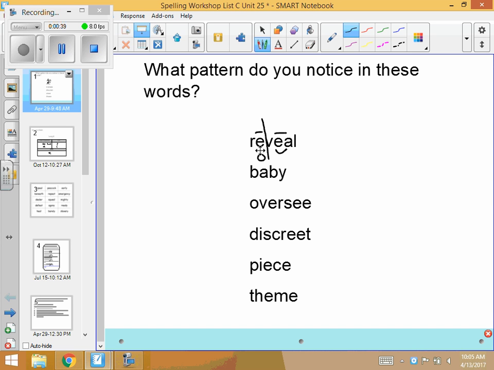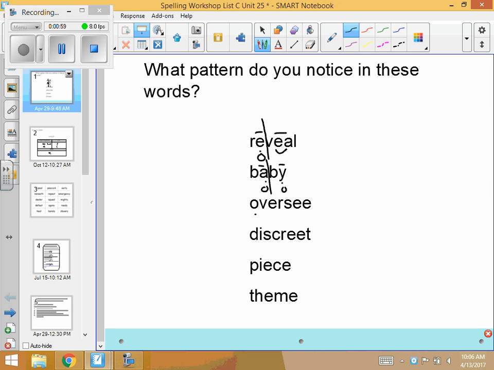So we have reveal. Our next word, we're going to consider the Y a vowel. Our syllable break would be here. So we have two open sounding vowels, baby.